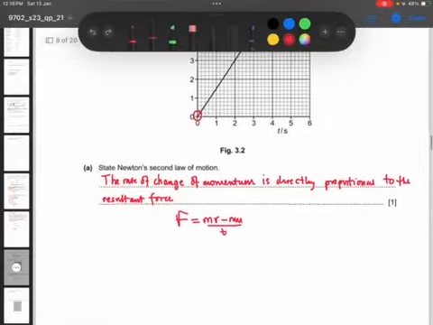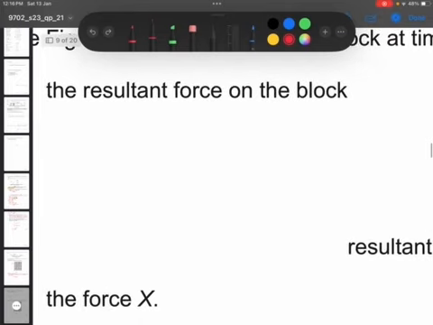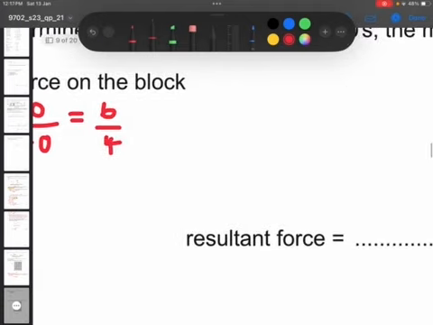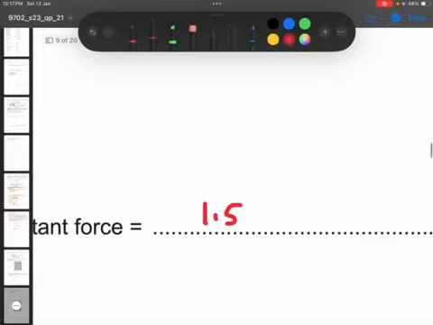So using those, I could say that firstly, my resultant force is equal to the change in momentum over time. Final momentum, as you can see from the graph, is 6, minus initial momentum, which is 0, over the change in time that has happened during that interval, which would be 6 over 4, which gives us 1.5. So our resultant force is 1.5.